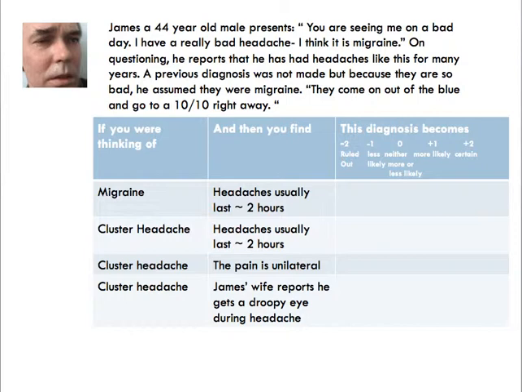If you then move on, for the same scenario, if you're thinking of cluster headache and you find out the headaches usually last 2 hours, so it's the same information there, is the hypothesis of the diagnosis of cluster headache more or less likely? Then if you're thinking cluster headache and the pain is unilateral, does that make it more or less likely? And again, for cluster headache, if his wife reports he gets a droopy eye during the headache, does that make cluster headache more or less likely? So it's not guess the right answer. It is, here's some information, here's some further information. How does that influence your thinking? Quite different approach, and our cases to some extent are trying to reproduce this approach.